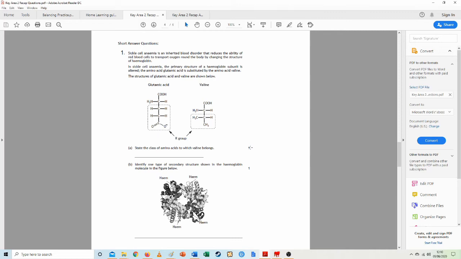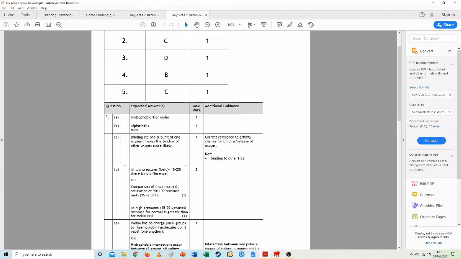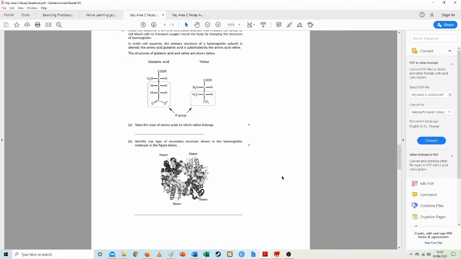So state the class of amino acids to which valine belongs. As we were saying there, you could either say non-polar or you could go for hydrophobic. So you could say that that's hydrophobic or non-polar. Either one of those two is fine, and that's what they actually have in the answer scheme. So either of those two responses is fine.